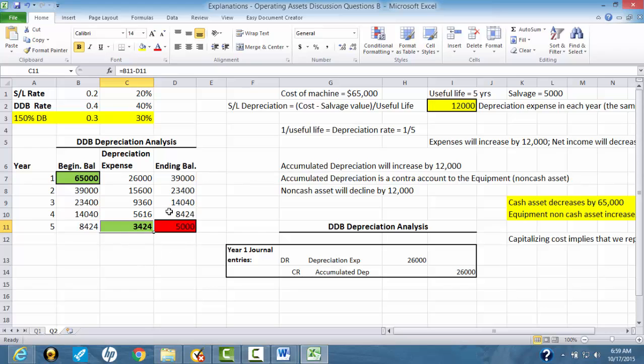Also note that compared to the straight line method, in the early years, depreciation is higher. First and second year, depreciation is higher. Then in the 3rd, 4th, and 5th year, depreciation is lower than the 12,000 for the straight line. So this method accelerates depreciation in the early years compared to the straight line method. And that is why we refer to it as the accelerated depreciation method.